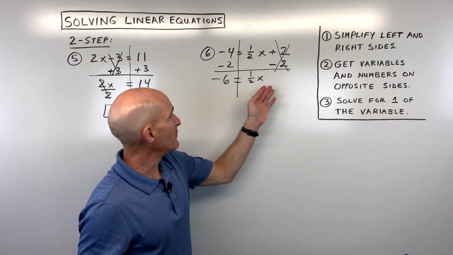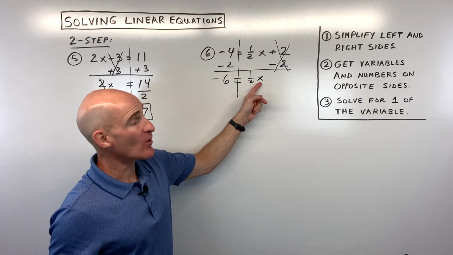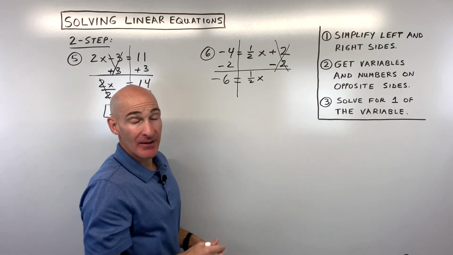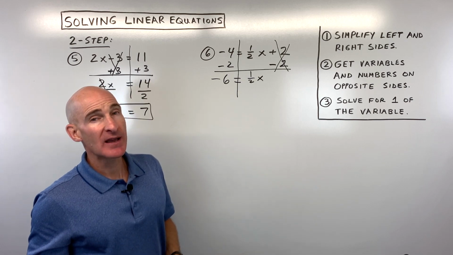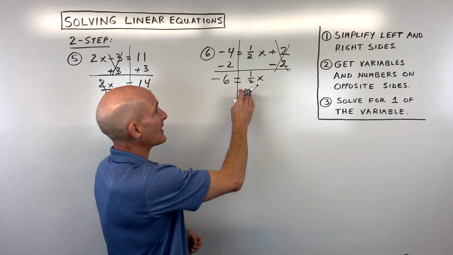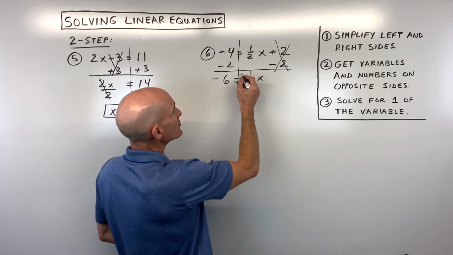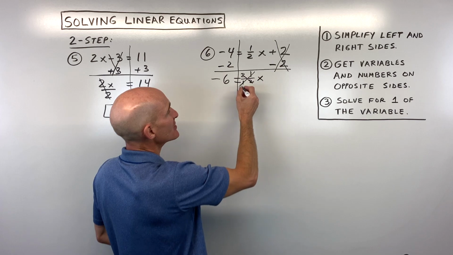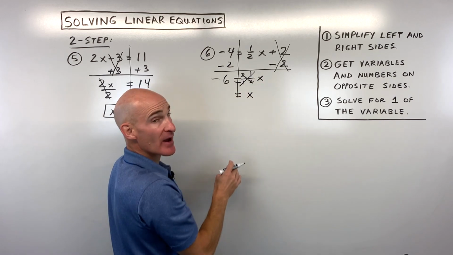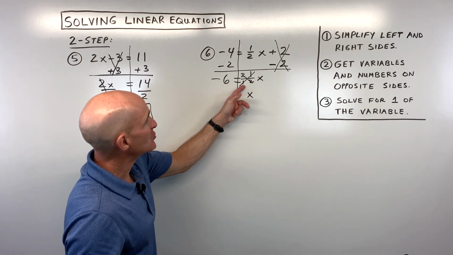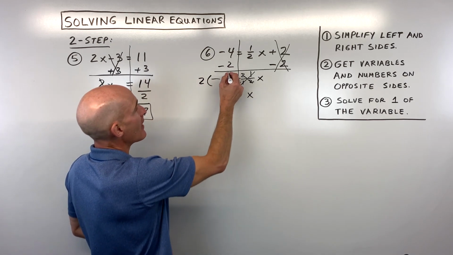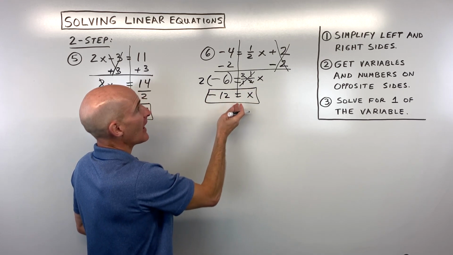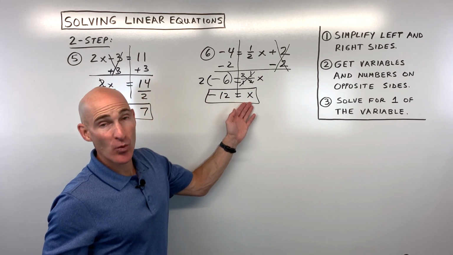Okay, so now we're down to step number 3, which is to solve for just one of the variable. We've got 1/2 times x, but we just want 1x. So what's the opposite of multiplying by a half? Dividing by a half, right? Now, sometimes when I have fractions, instead of dividing, what I'll do is I'll just multiply by the reciprocal. So I'll multiply by 2 over 1. This way, you can see these cancel, and that just gives us the variable x by itself. If we multiply by 2 on the right, we want to multiply by 2 on the left. And 2 times negative 6 is negative 12. And that's our final answer. We solve for just one of the variable.